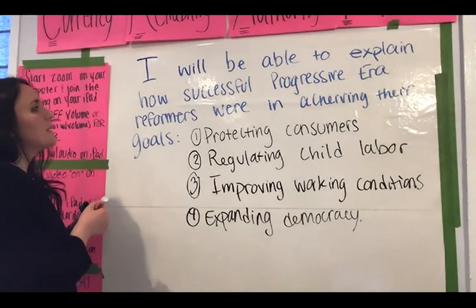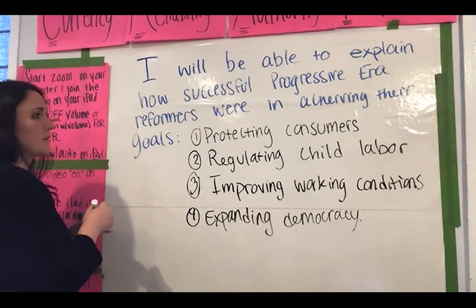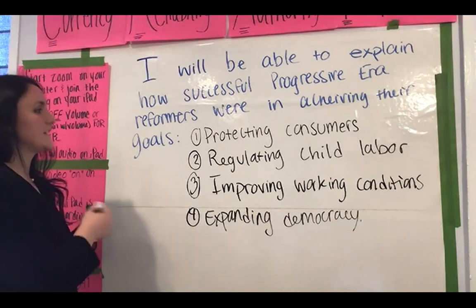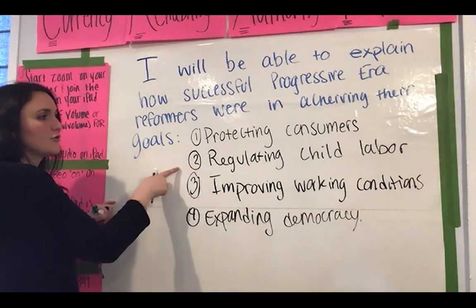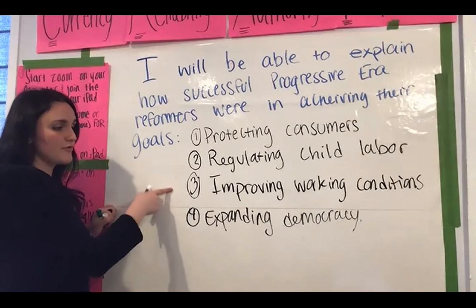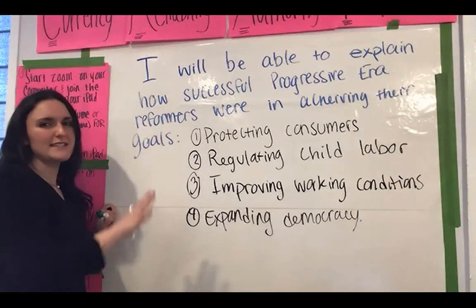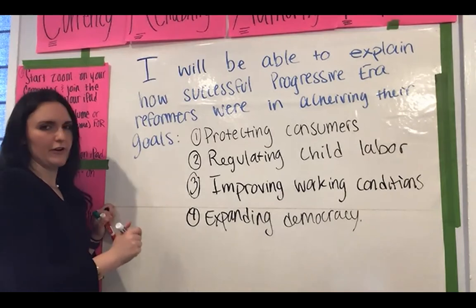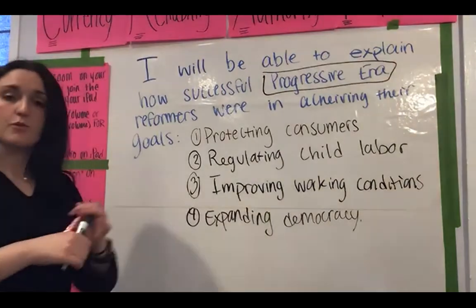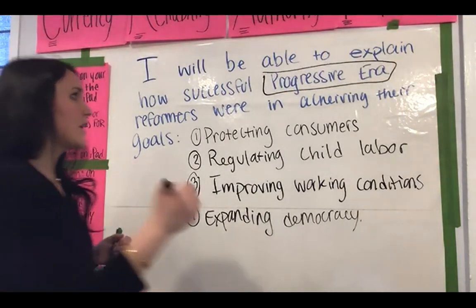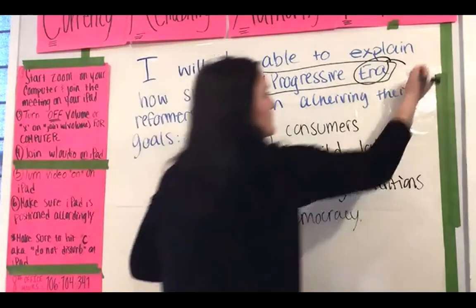So I will be able to explain how successful progressive era reformers work in achieving their goals: protecting consumers, regulating child labor, improving working conditions, and expanding democracy. So let's break down some of this difficult vocabulary. First, I see this term progressive era, which at this point we should be familiar with. We know that word era, because it's got that capital E, just means time period.